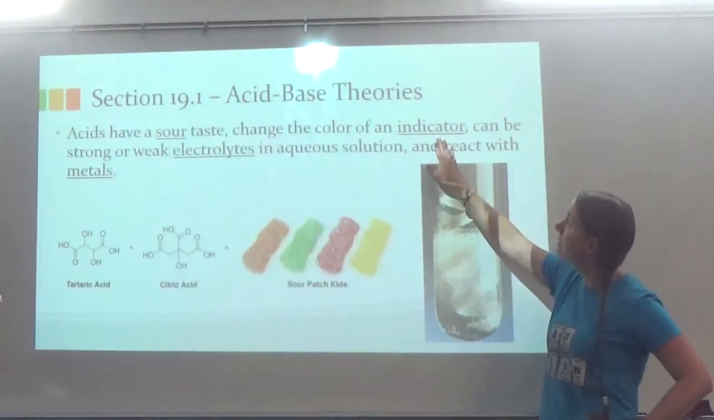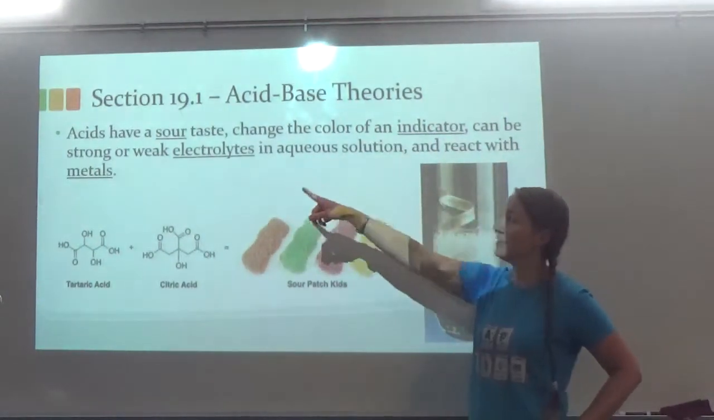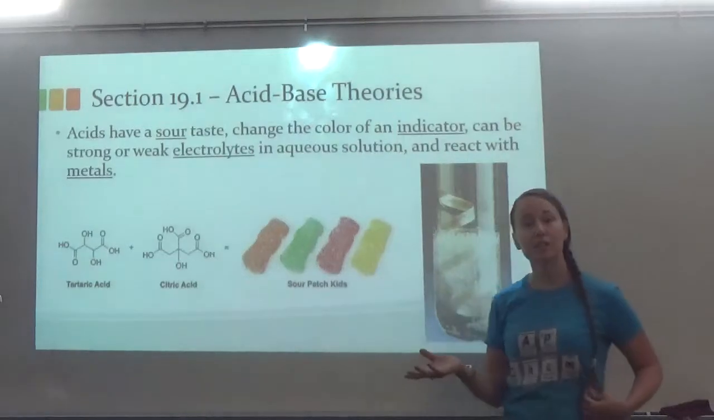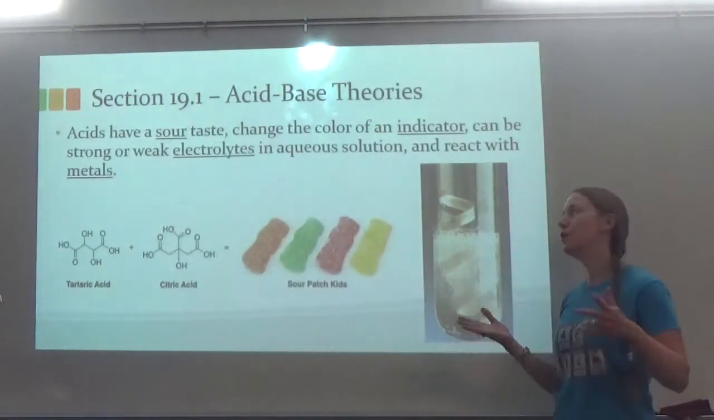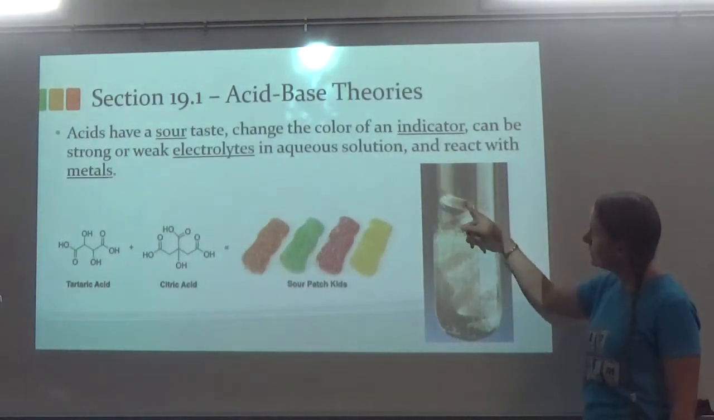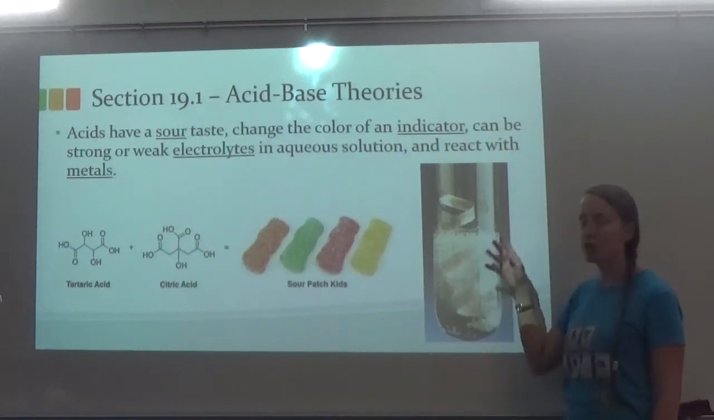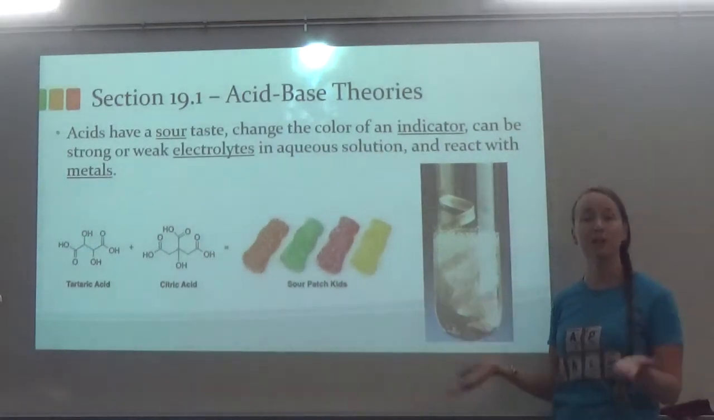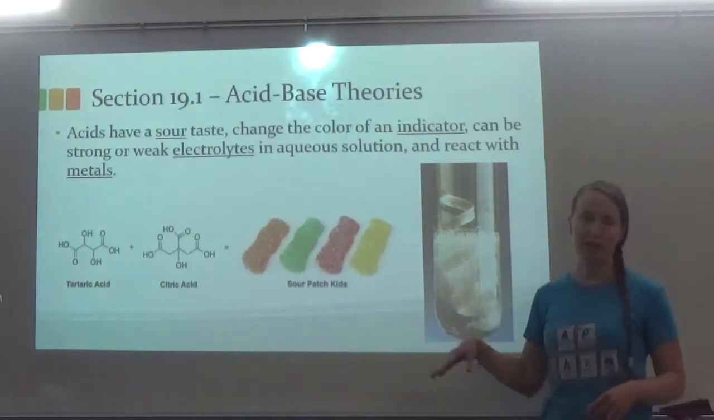They change the colors of an indicator, can be strong or weak electrolytes, which means they can either fully break up and conduct electricity well, or if they're weak, they partially break up and conduct electricity okay. And then they react with metals. So here's an example of some magnesium metal in an acid, and you can see all the bubbling that occurs. Eventually the magnesium will completely dissolve. And this would be a very concentrated version of an acid.